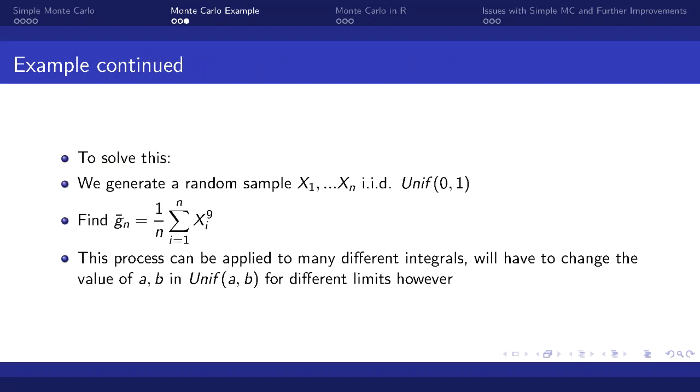In order to solve this, we will use the following algorithm. First, we will generate a random sample of x1 to xn taken as independently and identically distributed from the uniform distribution on the interval 0 to 1. Then, we will find g bar of n by taking the mean of g of x using this sample. This process can be applied to many different integrals. However, it will require changes in the values of a and b of the uniform distribution to address different limits.